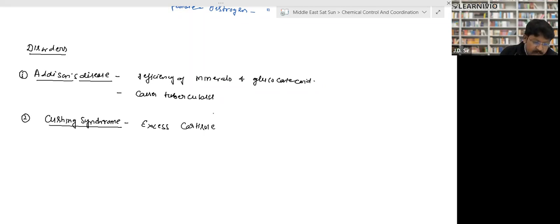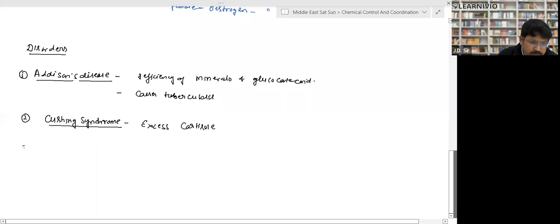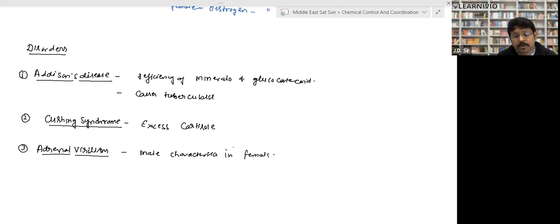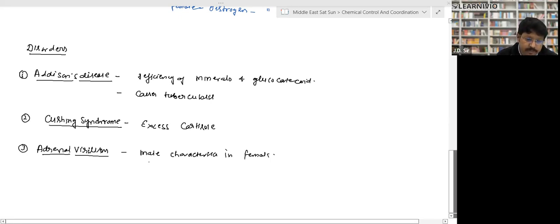The third disease is adrenal virilism. It is the appearance of male characteristics in females, that is mustache, beard, and all that, due to excess of androgen in females.